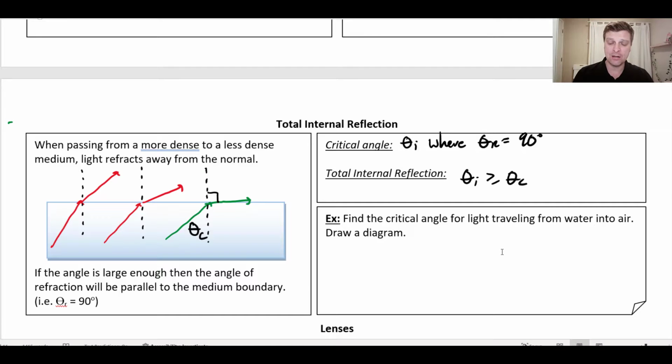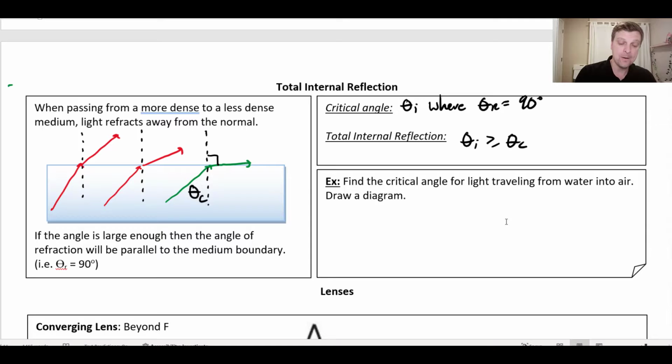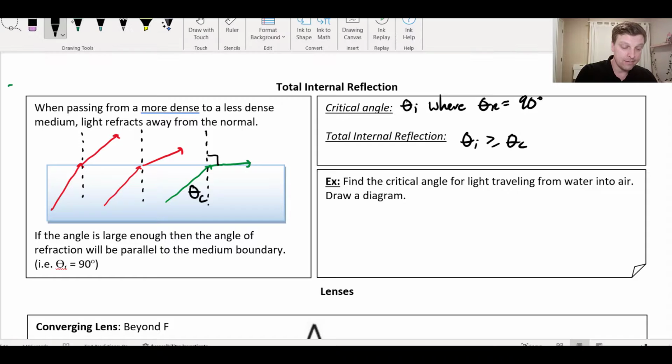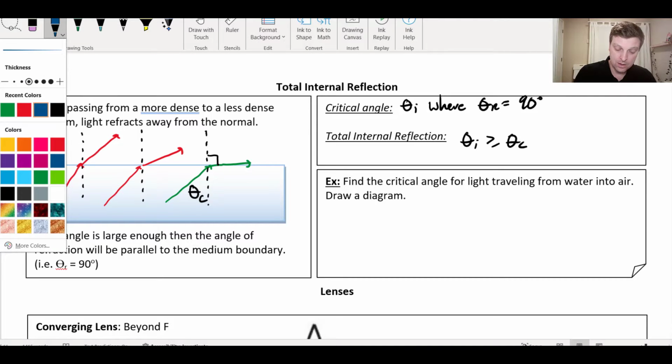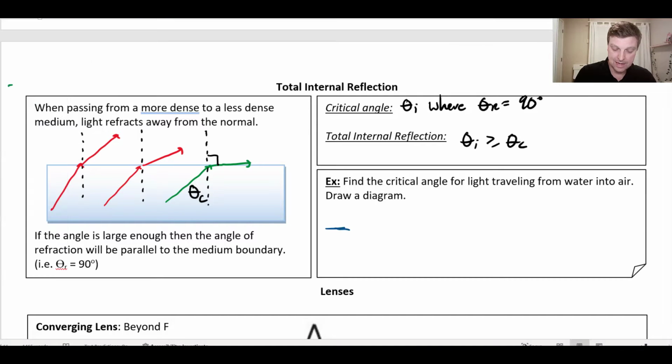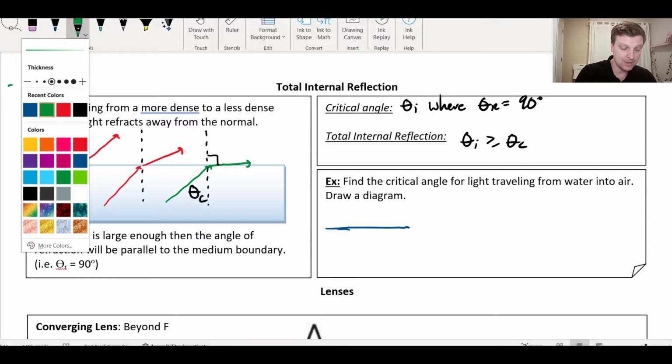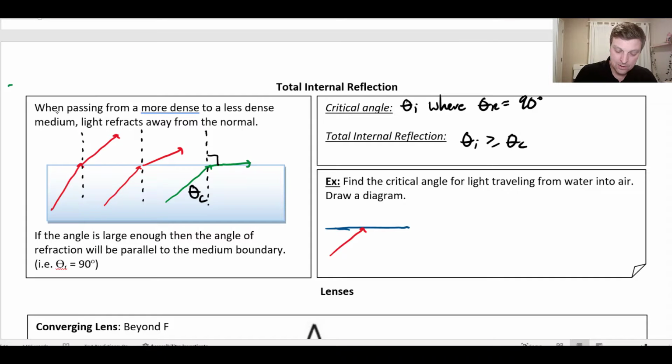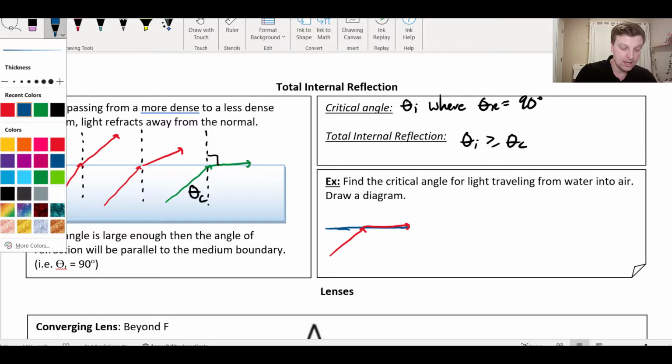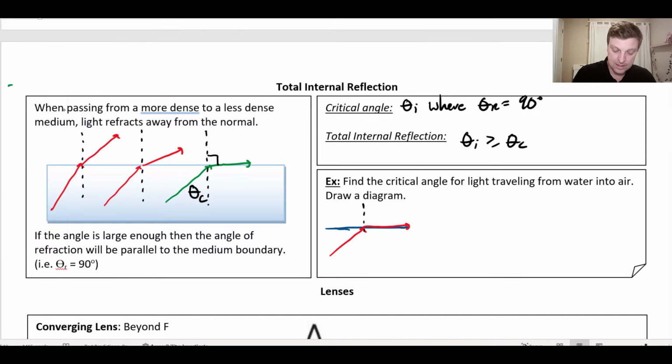So, find the critical angle for light traveling from water into air. All right, well, we'll draw a diagram. We're going from water into air. I got some water here. I'm going to draw some nice flat still water, because otherwise that would mess with things. And I'm going to draw my laser going along here, and it's going to bounce 90 degrees right along the surface. And don't forget my normal line, and then there's my critical angle there.